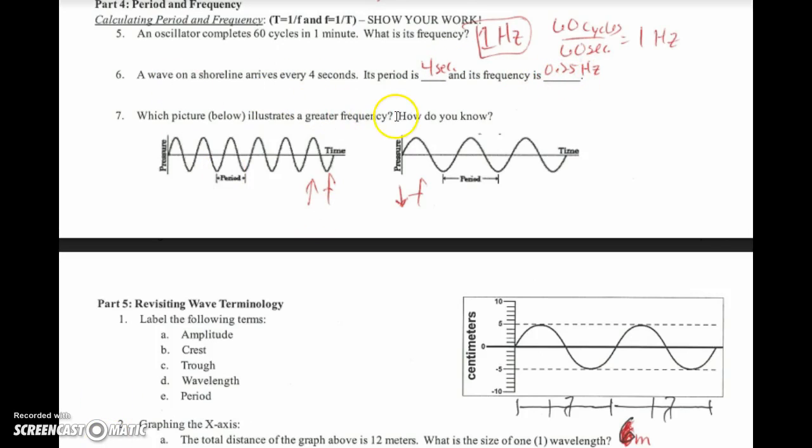Which picture below has a greater frequency, and how do you know? Well, this is going to have a greater frequency. There's more oscillations per unit of time. And here, it says lower frequency.